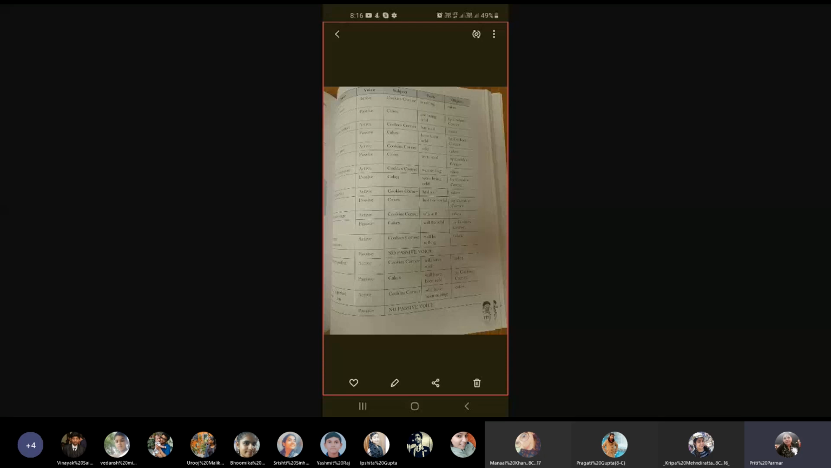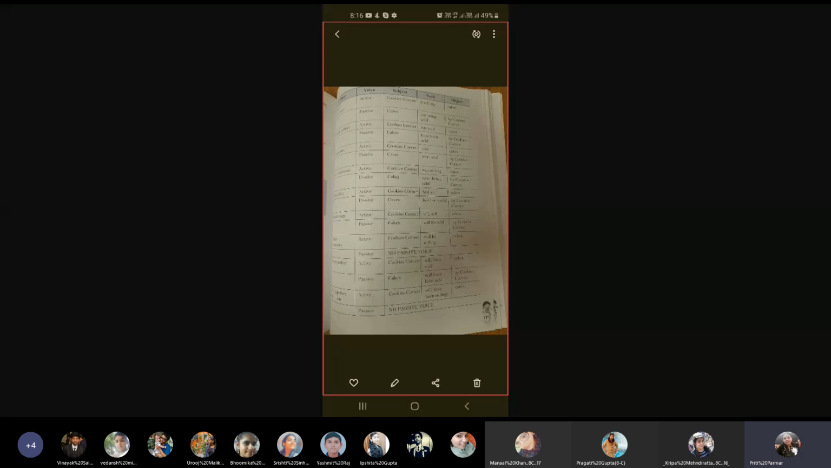Okay. So coming to the next one, simple future. The active voice would be Cookies Corner will sell cakes. Okay. So now in the passive voice, cakes will be sold by Cookies Corner.